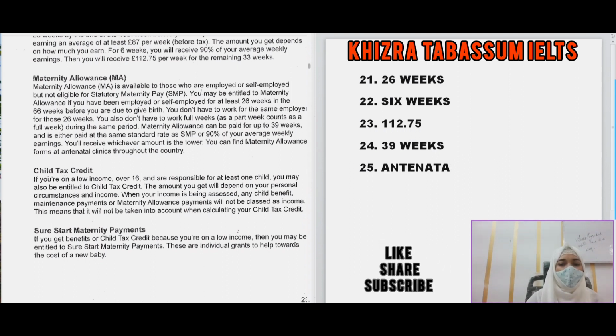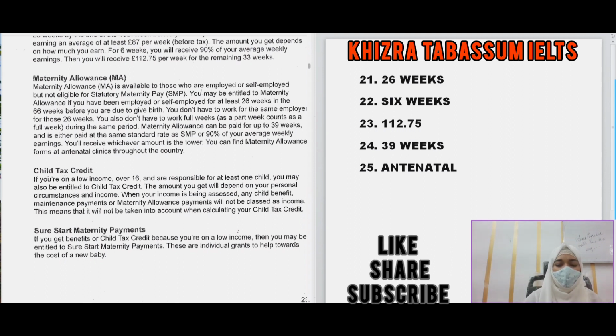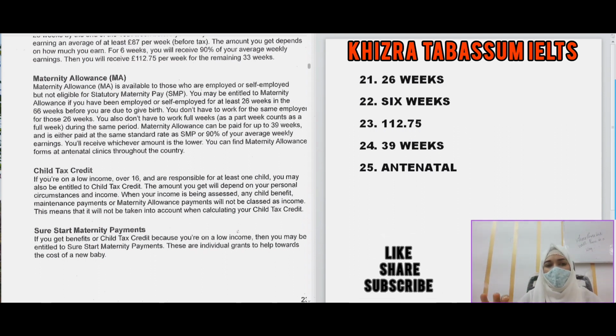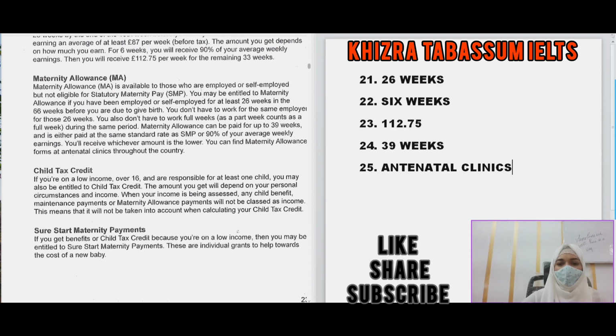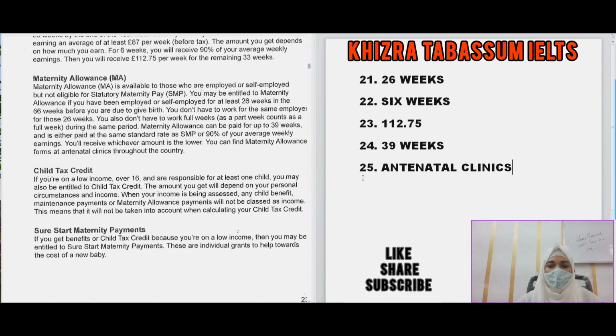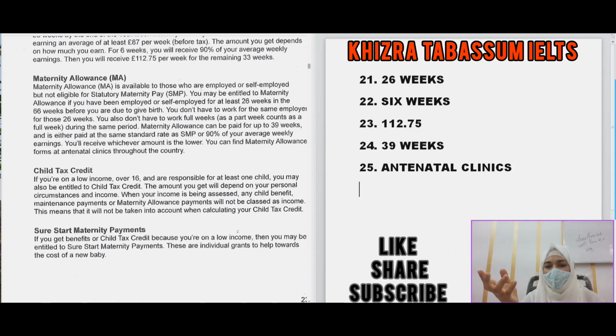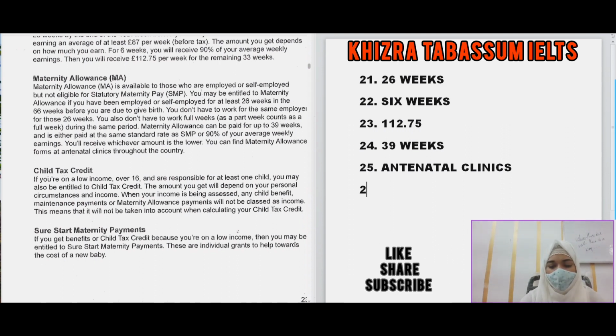Antenatal. Be careful with the spelling. If you are doing the computer based test, you can directly copy and paste. If you are doing the paper based test, be careful with the spellings and singular and plurals also. Here it's written clinics, not clinic. Antenatal clinics. Don't think that these are very simple spellings. How can we make spelling mistakes? But in the stress of the test or with less time, you will do wrong things.